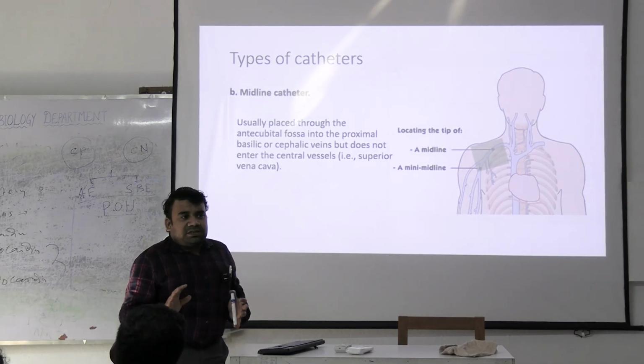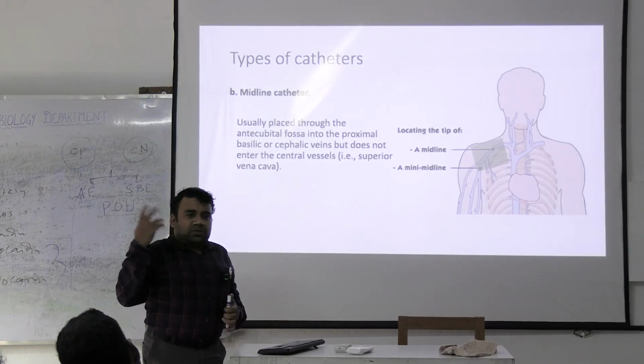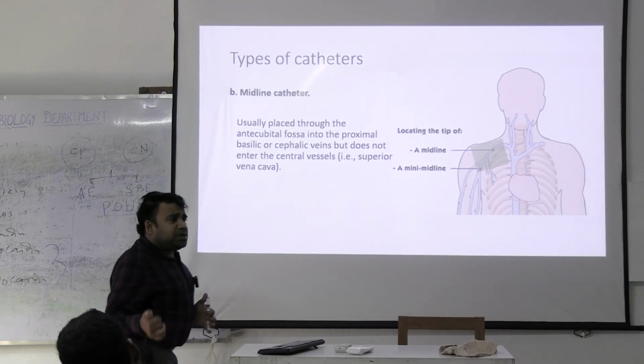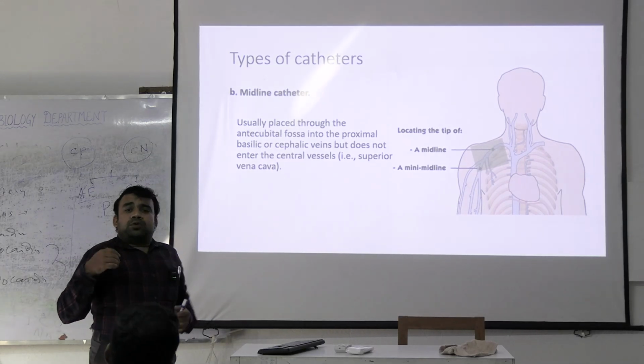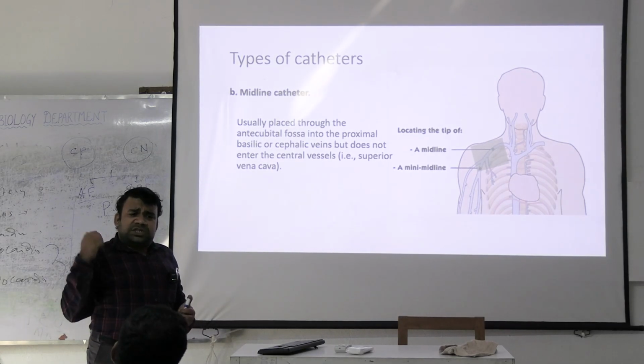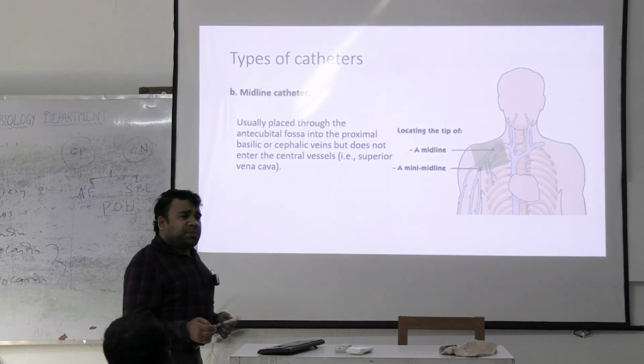There are many advantages of putting a central line. I am not talking about this; I think you will read elsewhere. We can directly measure the vena cava pressure. We can put a lot of fluids and drugs directly into the vena cava. There are many advantages. Monitoring is also much better.